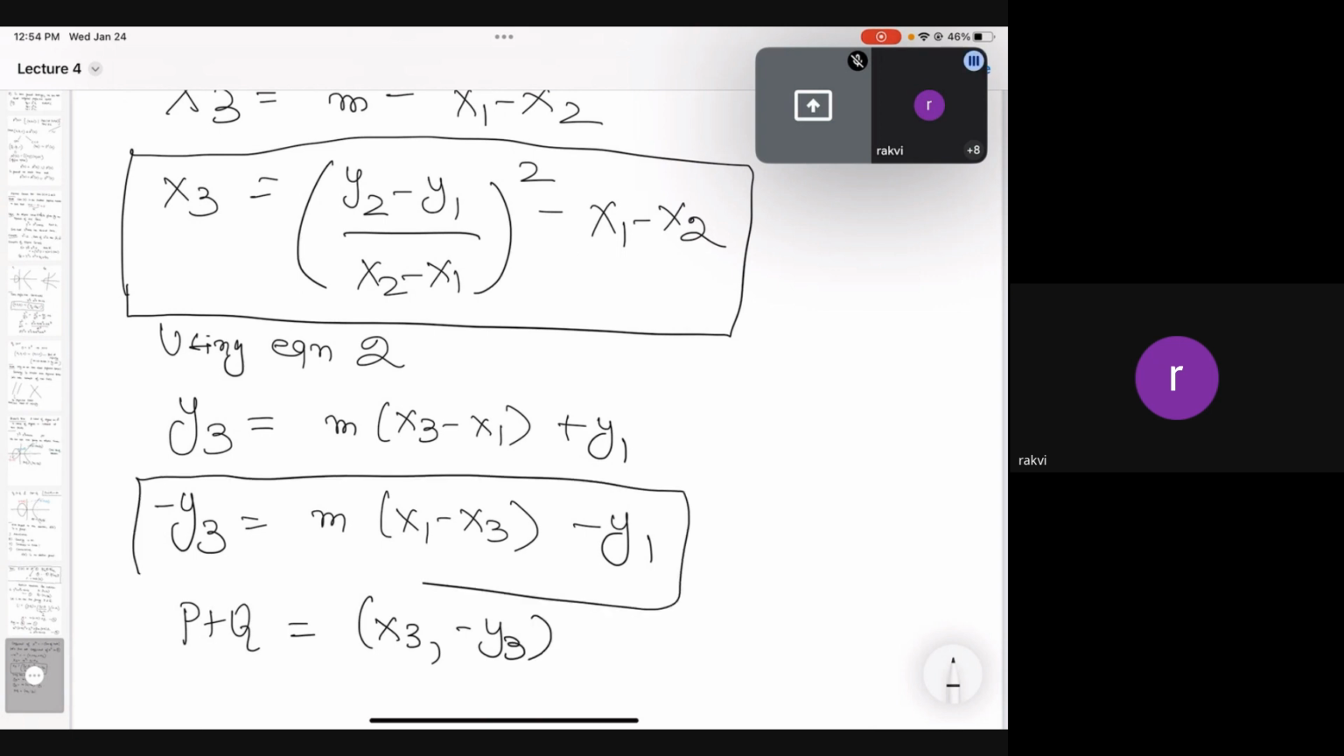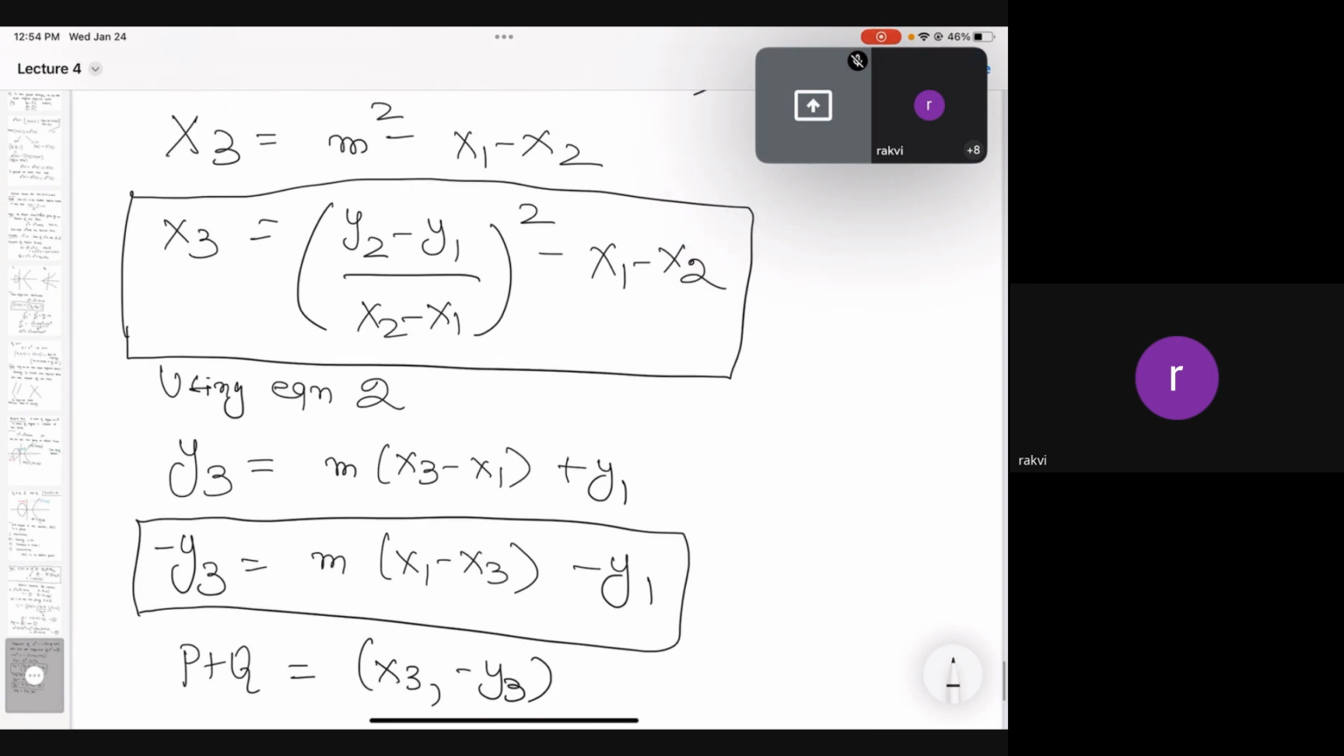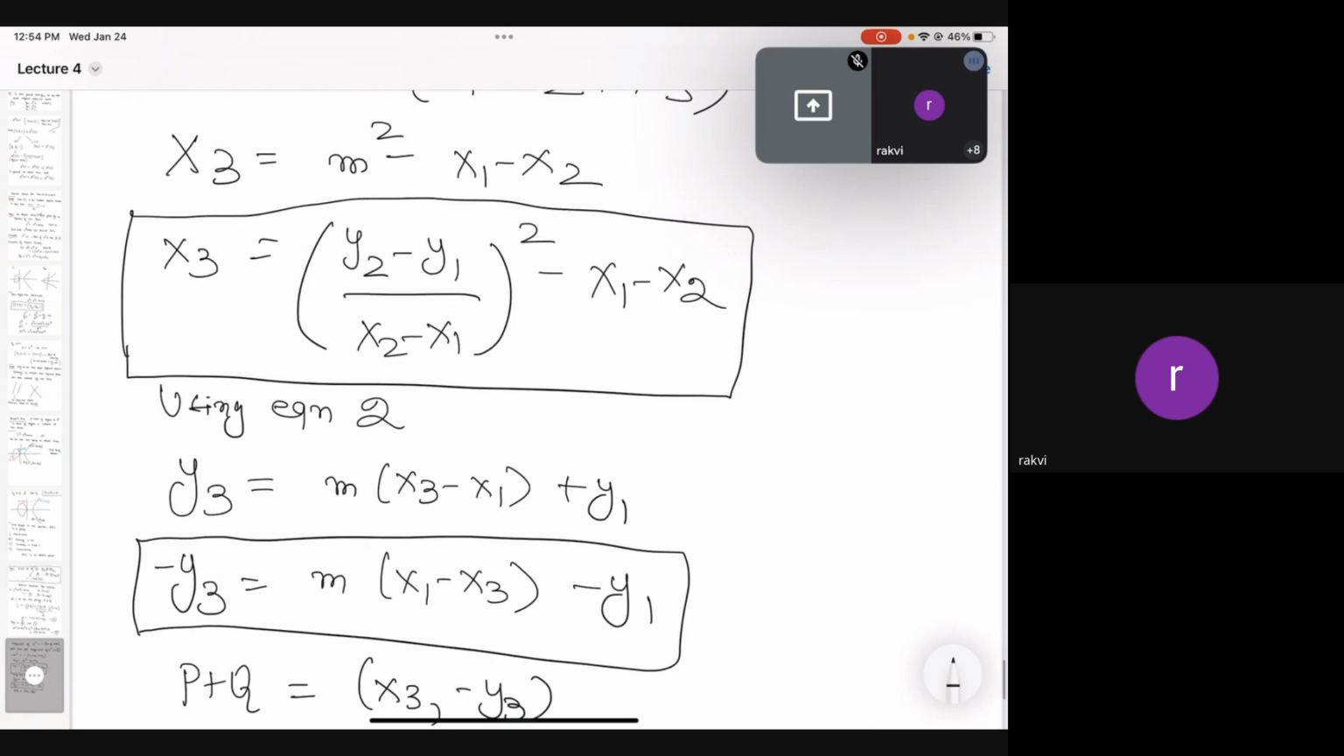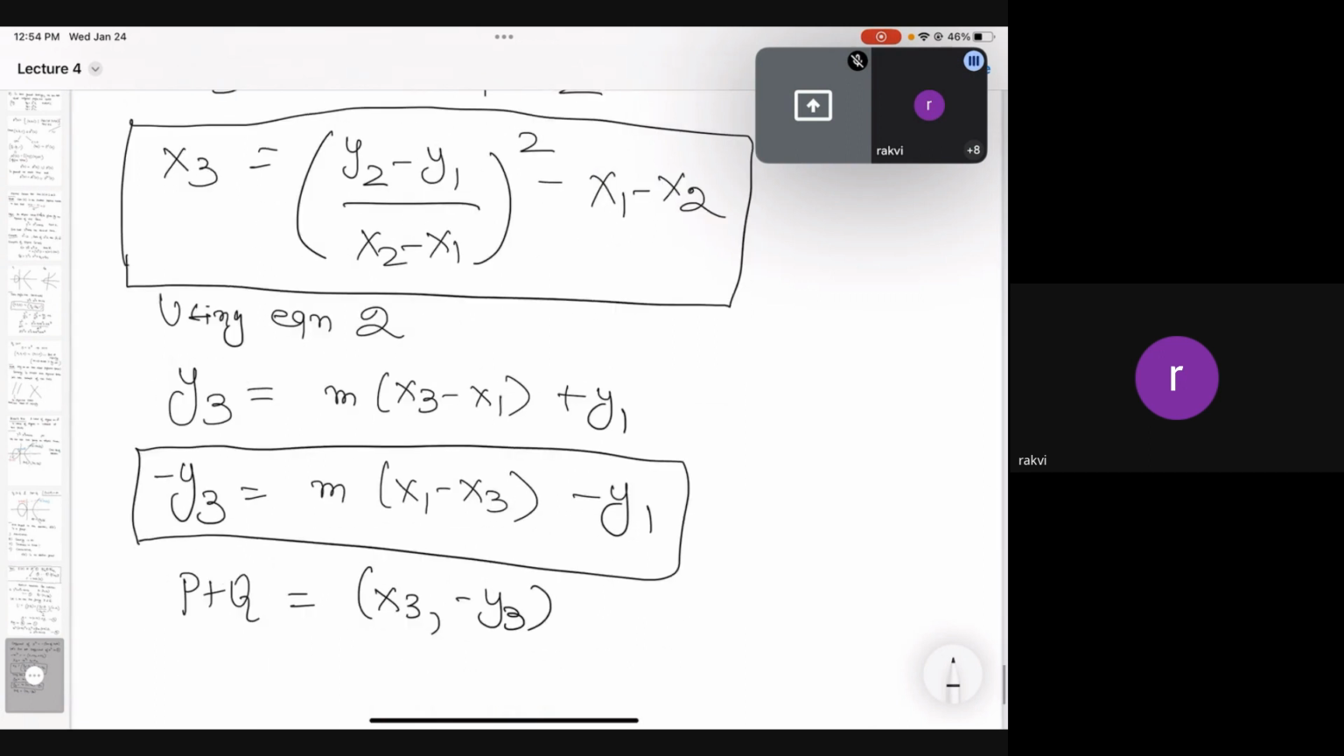But this is the formula. So I know the points that I'm starting with, right? x1, y1, x2, y2. Using this formula, I can compute x3, and once I know x3, I compute y3. And these are my equations of addition.